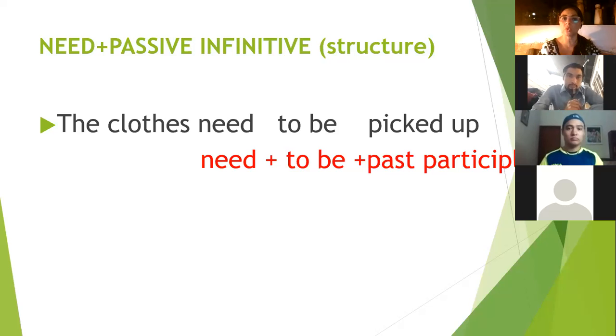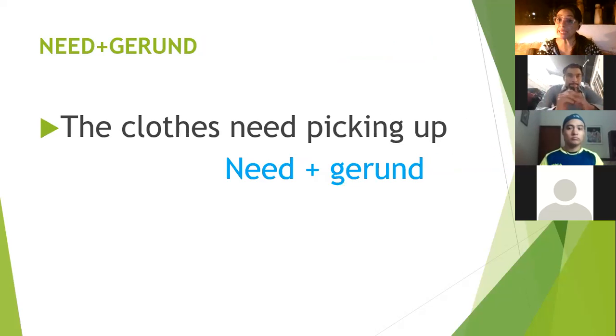You cannot have any other thing. You cannot say the clothes need to be picks up. No, forget it. It's past participle. You need to know the past participles of your verbs. Okay? Then we can use need plus gerund. Then it's a little bit different. Then we say the clothes need picking up. The gerund, ing. All right?